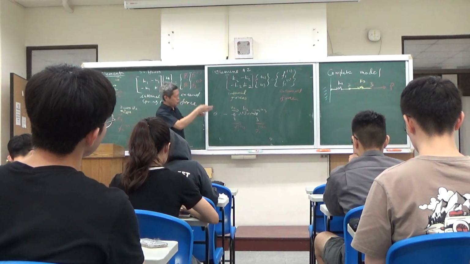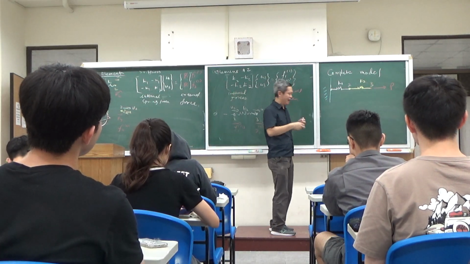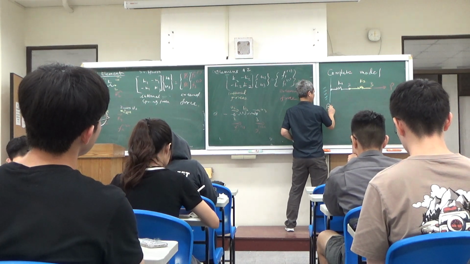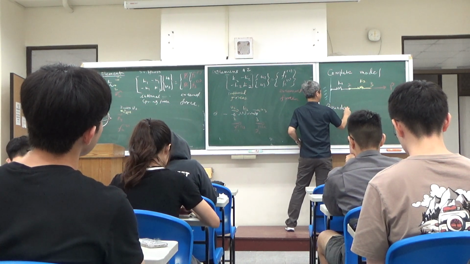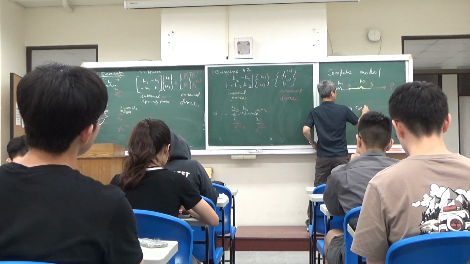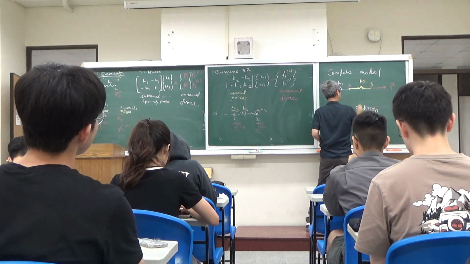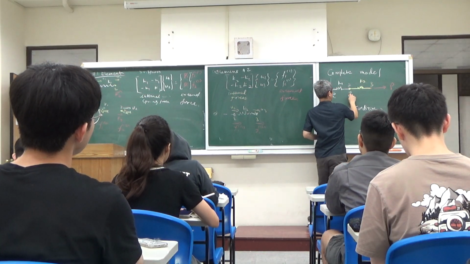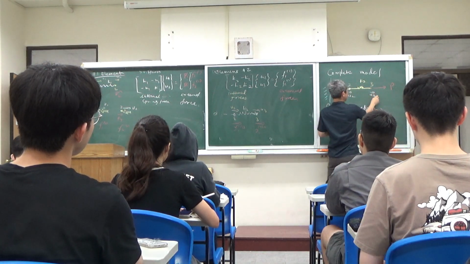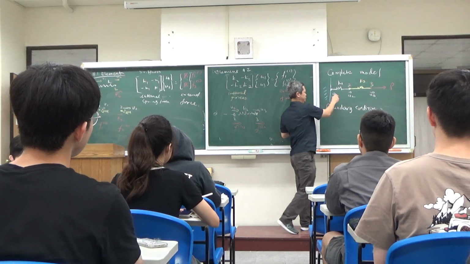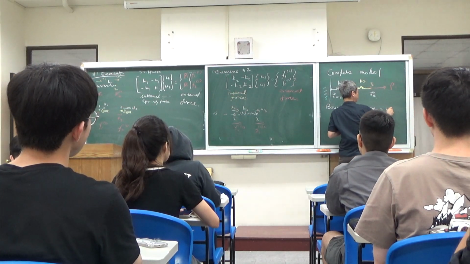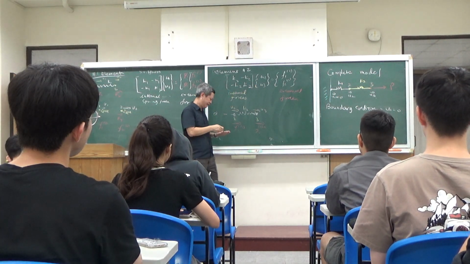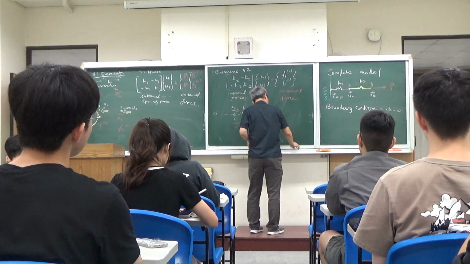So what should you do? You should first define the boundary condition. What's the boundary condition? Among U1, U2, and U3, U1 is 0.